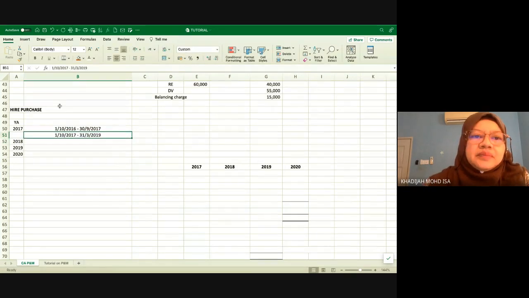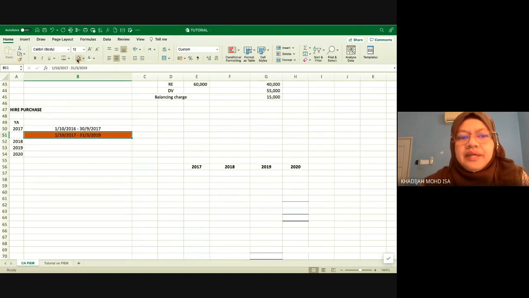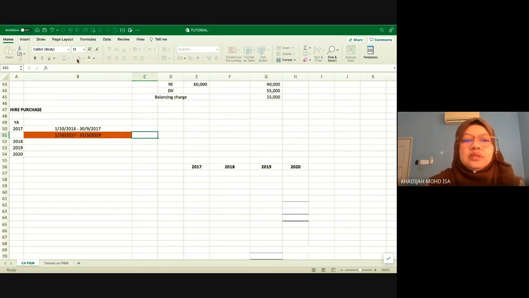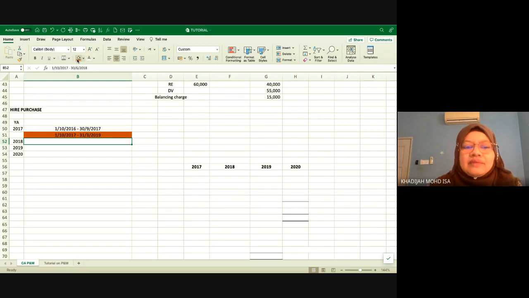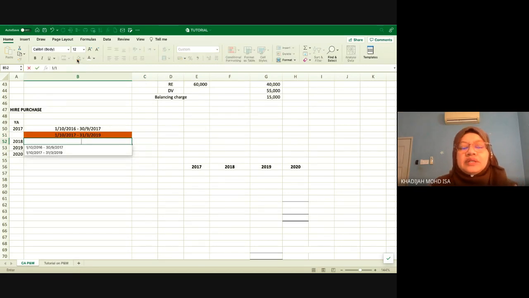So this is the period that you have to change, right? Because the period is 18 months. So you're going to divide this period into 2 periods, 9 months each. So that means you're going to have that from 1st October. So how do you know 9 months?